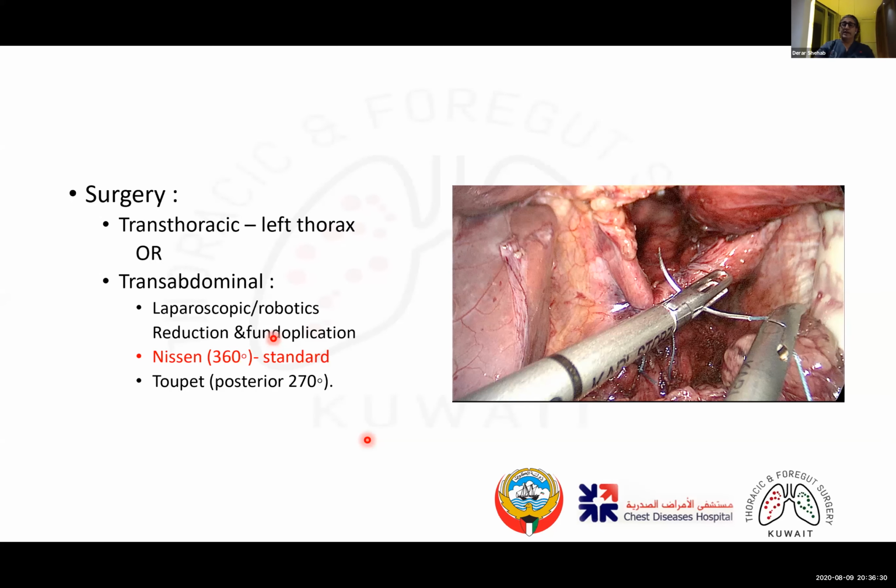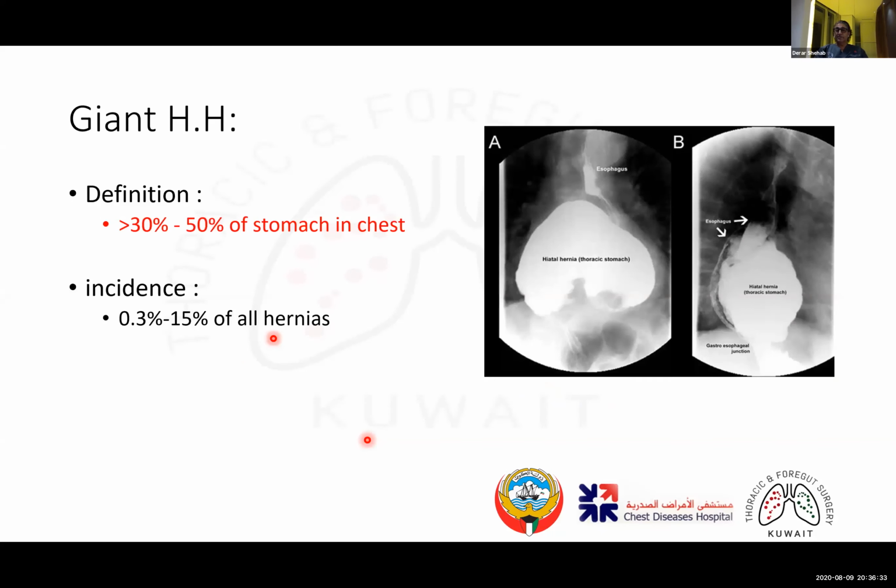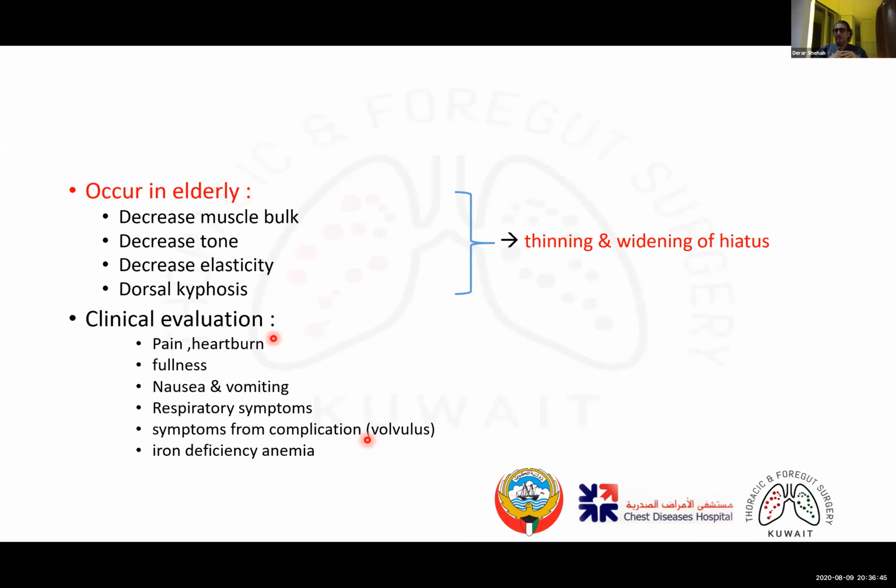A variant of hiatal hernia is called giant hiatal hernia, which is defined as more than 30 to 50% of the stomach inside the chest. It's fairly common actually, usually in elderly patients. The reason behind that is because the elderly patients have decreased muscle bulk, decreased tone of the muscles, and loss of elasticity. Eventually, those mechanisms lead to thinning and widening of the hiatus. That's why most of the stomach can easily ascend upward inside the chest.